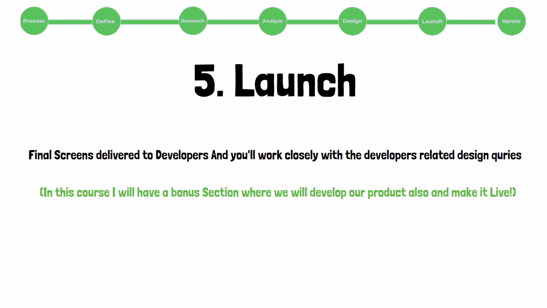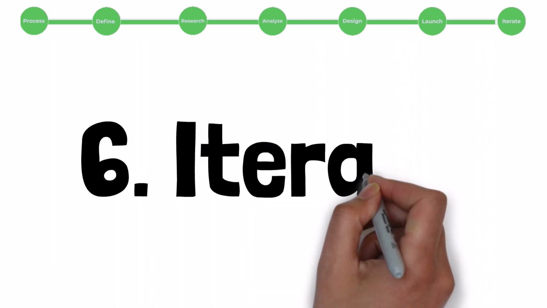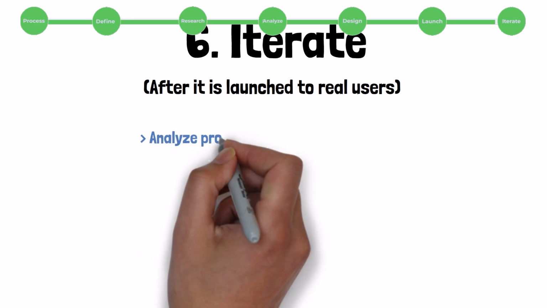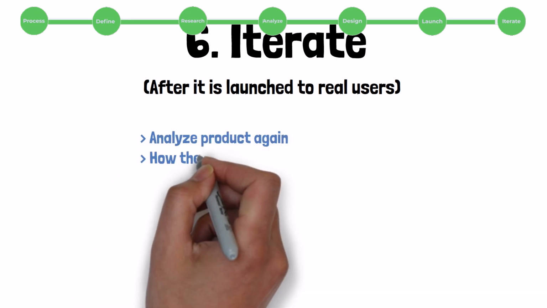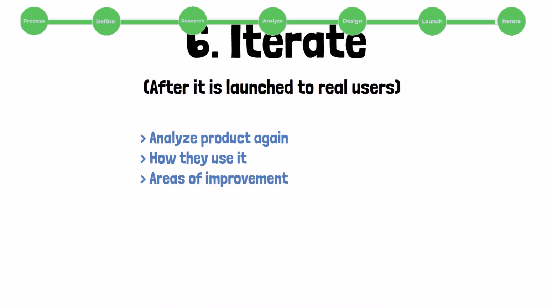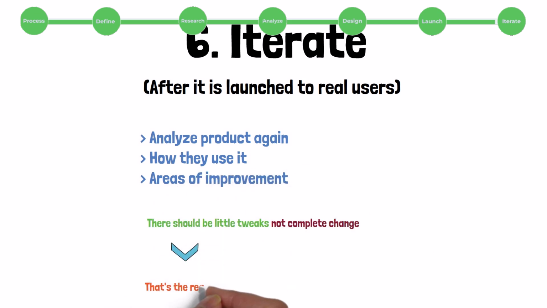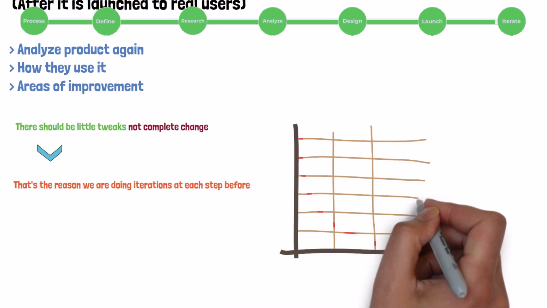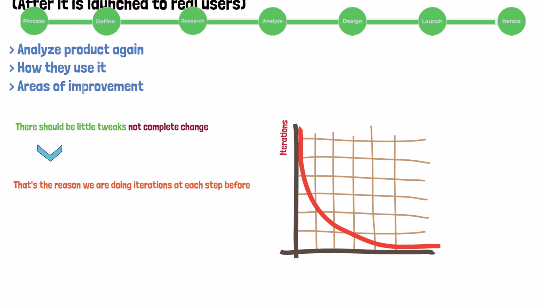Okay, our 6th stage is iterate. At this step, you analyze your product again. Does it solve the problem of users? How do they use my product, what are the areas of improvement? At this stage there should be little tweaks, not a complete change of product. That's the reason we are doing iteration at each step before. Iteration before saves the money of the company later, because after the launch if there are some more iterations it will require changes in everything. It's common sense.